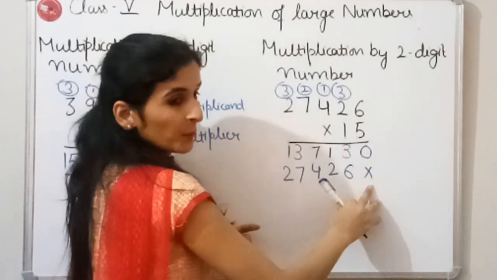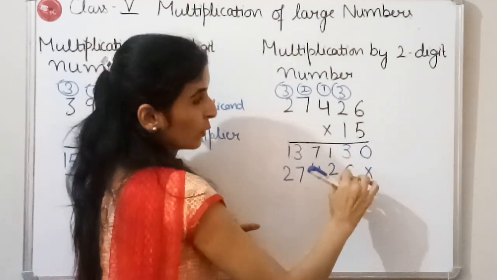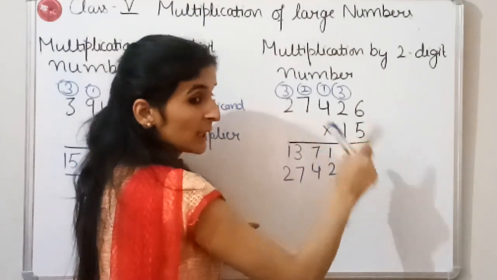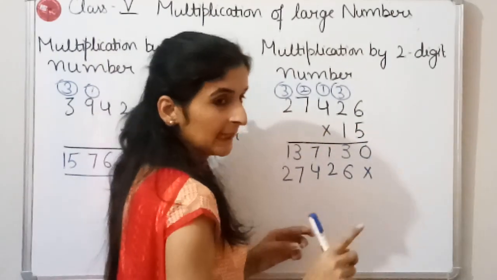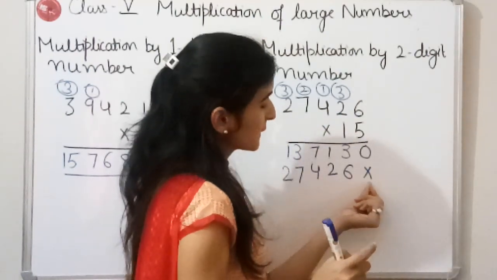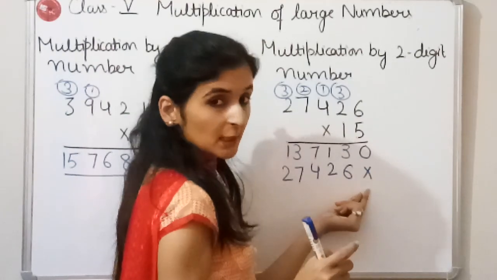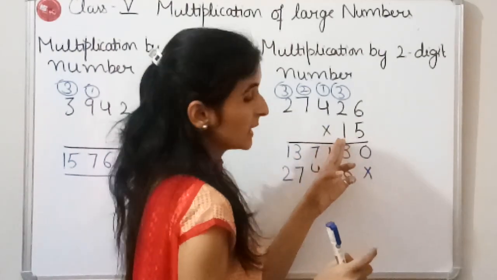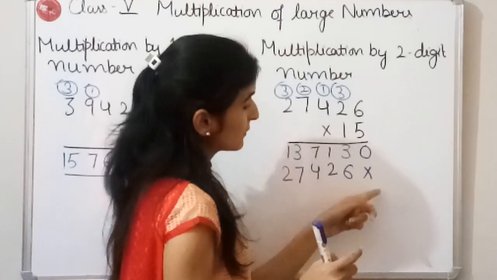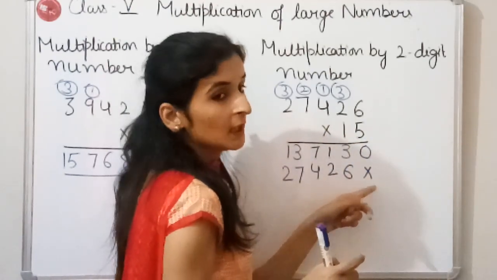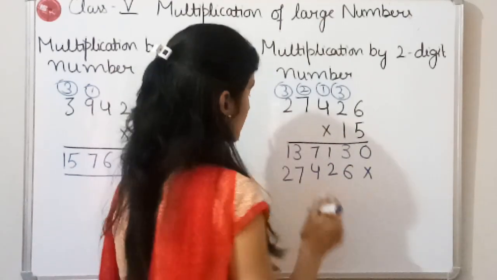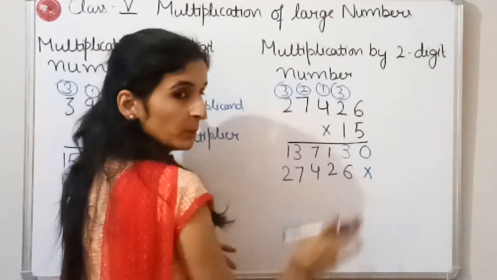If you don't want to put a cross, we can put 0 also, because here we are not multiplying by 1, we are multiplying by 10 here, and in 10 there is 1 0, so we have left space to put zeros, because this 1 is on 10's place, so it means we are multiplying by 10. That is why we have put 1 cross here. In place of cross you can put 1 0 also. Okay, so now we have multiplied by both the digits.